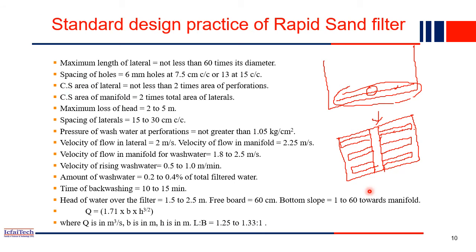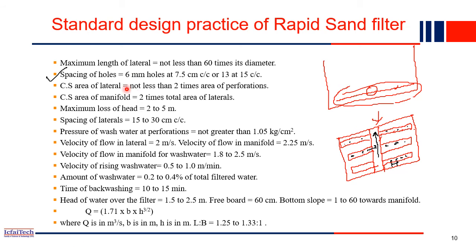Then the spacing of holes. As I mentioned, there will be holes in the lateral. So this is a hole. This type of holes will be there everywhere. So through these holes, basically the clean water will be collected, right? And ultimately it transfers to this main pipe, and from the main pipe it will go outside. So the next step is basically spacing of holes. So what is the spacing of each hole?